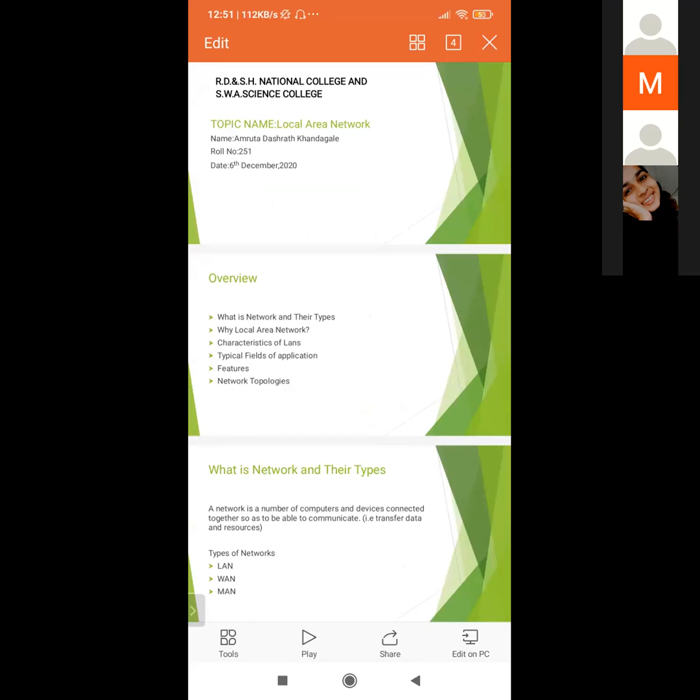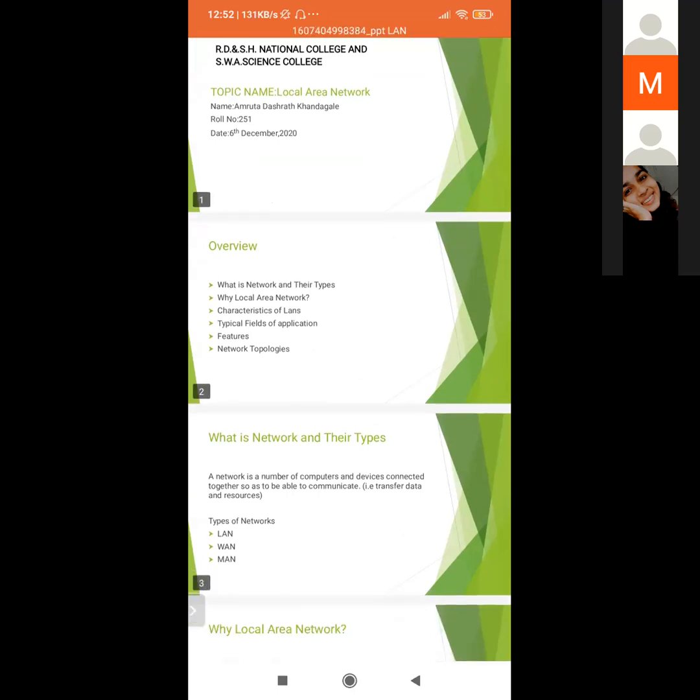Good afternoon. My name is Amrita Dashrath Khandagre, roll number 251. My topic is local area network. The overview of LAN: what is a network and their types, why local area networks, characteristics of LANs, typical fields of application, features and network topologies.